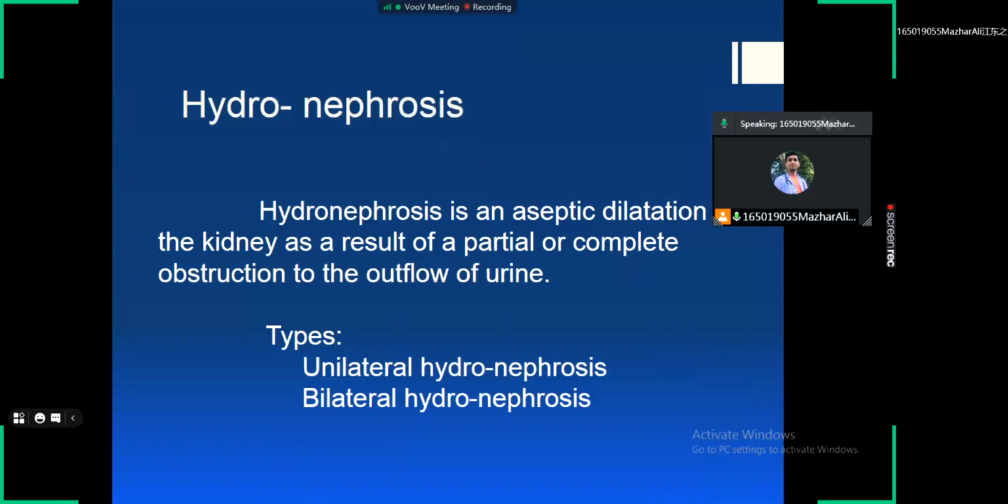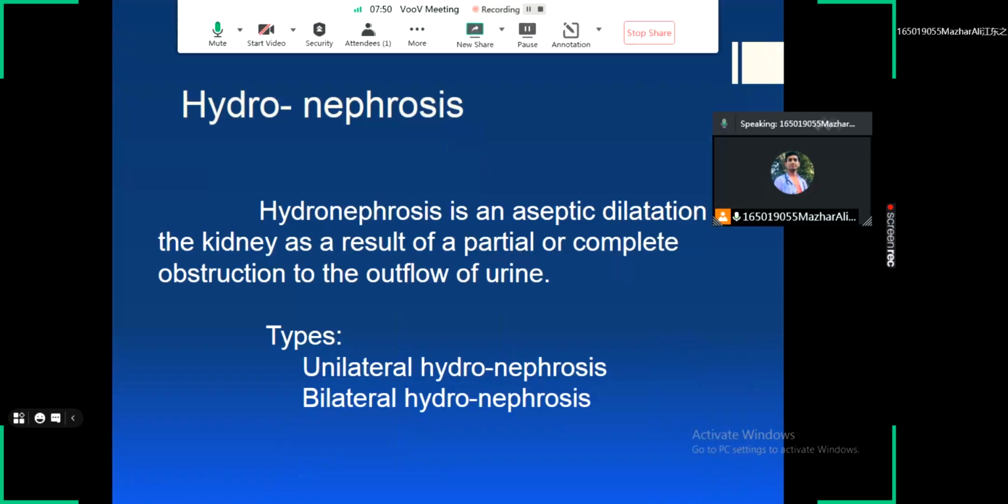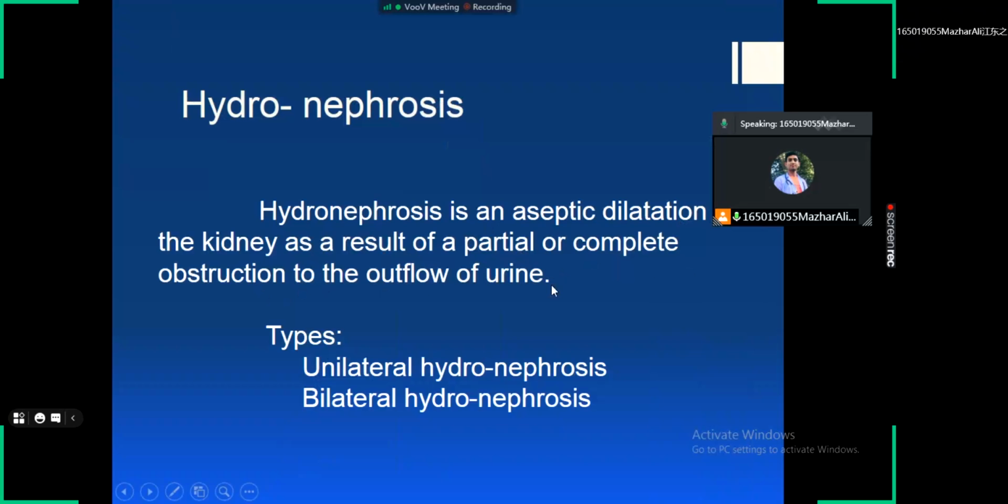When you go into the urology ward, you can find minor cases, or sometimes you can see that hydronephrosis is also a complication of stone. Because when there is a stone in the ureter and you do not intervene, finally the stone can lead to hydronephrosis. Hydronephrosis is an aseptic condition that results from partial or complete obstruction to the outflow of urine. When there is obstruction, urine, which also contains water, will flow back to the kidney.